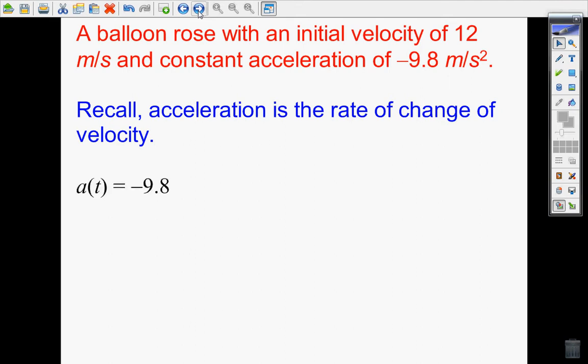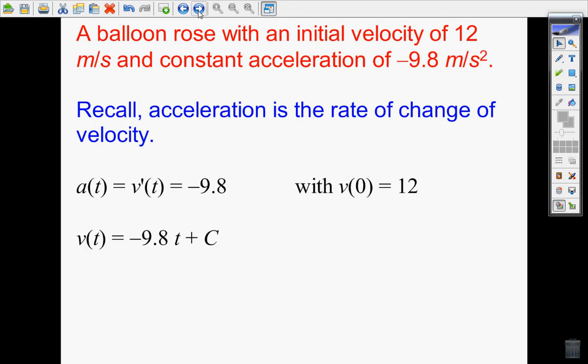Starting with our DE, we have that the acceleration is equal to negative 9.8. Since we've noted that A is V prime, V prime of t is equal to negative 9.8. In addition, we know that V of 0 is equal to 12 since the initial velocity is 12. Taking our general solution, V of t is equal to negative 9.8 times t plus c.